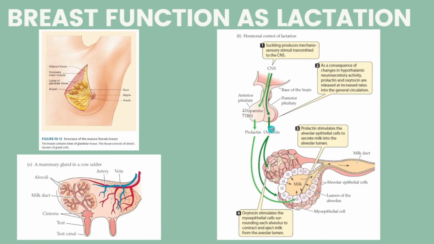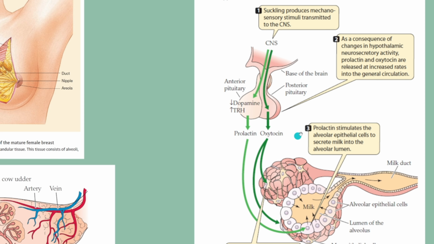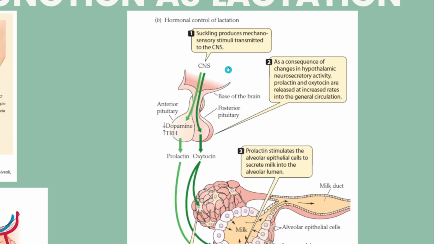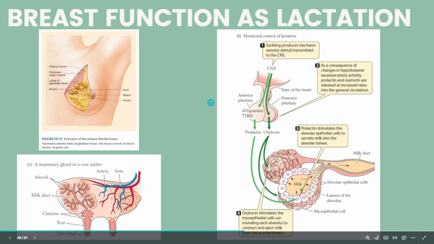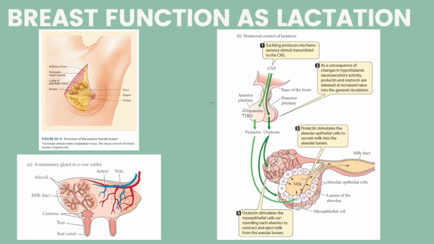The most important thing is that when the milk sucking process happens, prolactin and oxytocin are secreted because your central nervous system receives the signal to stimulate the secretion of prolactin and oxytocin. So that's all about lactation, the breast function.